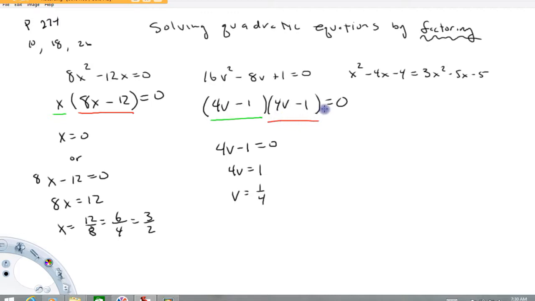Now the red part here, this 4v minus 1, if I go ahead and set that equal to 0, I'm going to get the exact same solution out of it. So this particular one has only one solution, which is fine. Quadratics will have either two solutions, one solution, or no solutions. Those are the possible outcomes when you've got a quadratic, and we'll talk more in later videos about why that is and how to tell.